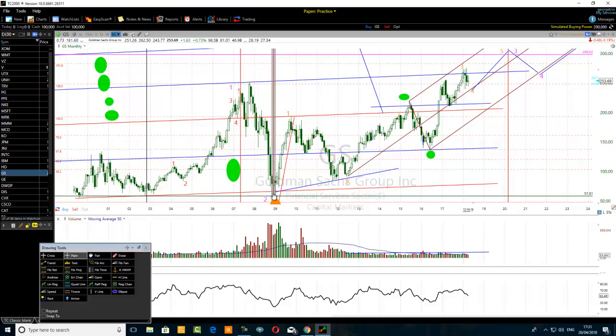There is a trend line here. See this trend line here? I'll just draw it roughly here. That trend line will help us as a support level, as that correction extends.